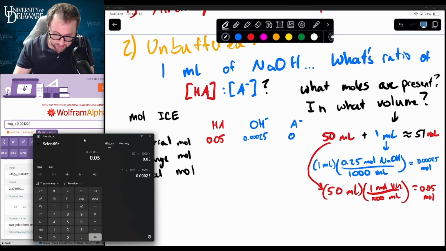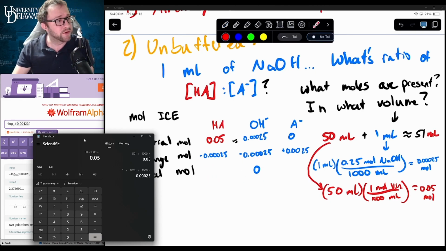All we do is compare these two values, and whichever one's larger is what's left over. We're going to consume all of our minuscule amount of sodium hydroxide because 0.05 is much larger than that, and that's going to make A minus. One of these two will always be 0 after a neutralization reaction.